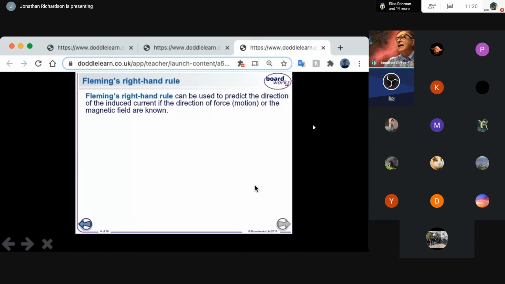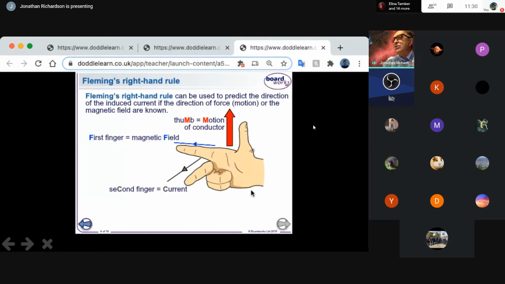So I now have a representation which will tell us, and this is sometimes known as Fleming's right-hand rule, sometimes known as the dynamo rule. It's what we use for generating a current. It's how we describe what is happening when a current flows or is induced into a coil of wire, such as with a generator.